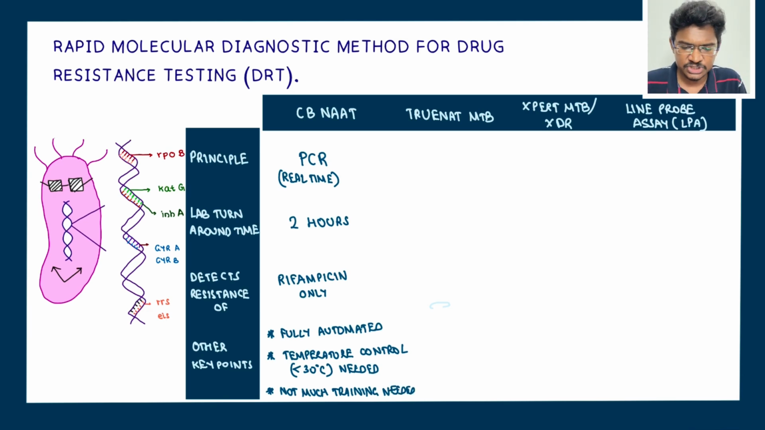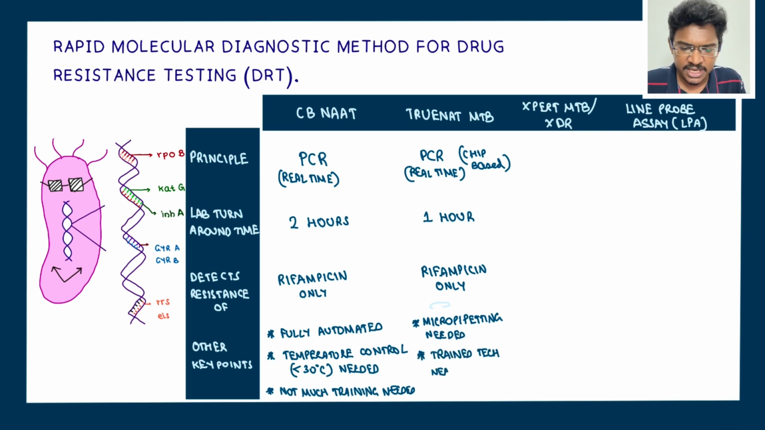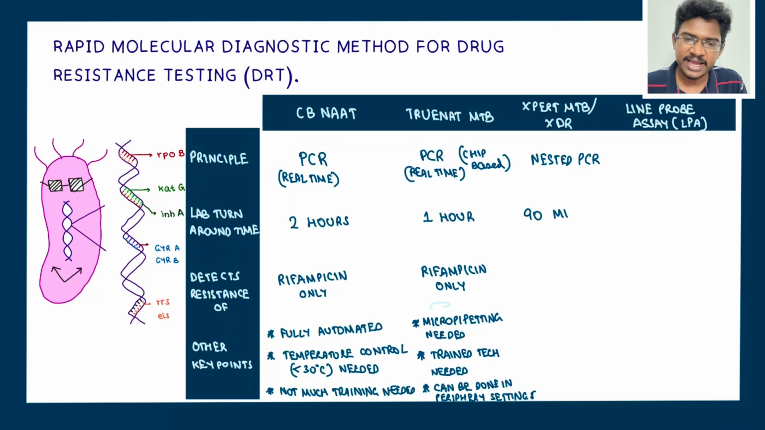Next is your TrueNAT. What is the importance of this TrueNAT? Same principle, real-time PCR is employed. It is a chip-based test, and it takes only 1 hour. One more thing here, it also detects only rifampicin resistance. Here they actually need micropipetting of small samples so that this can be processed. This needs some technician assistance, and training is needed, and it can be done even in peripheral settings. This you should know, peripheral settings you can easily do, chip-based test.